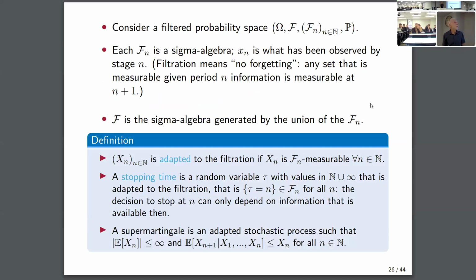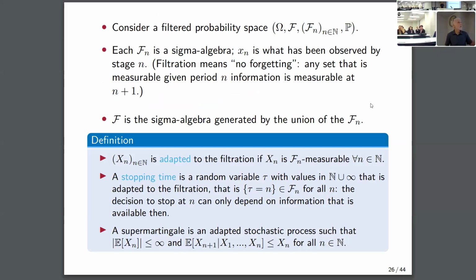Okay. So consider a filtered probability space, state space omega. And we have this collection of sigma algebras, calligraphic F_n, which is what the agent knows at time n. I have this word filtration. What does that mean? It means you don't forget anything you knew at n. You also know it at period n plus one, and you could know more.